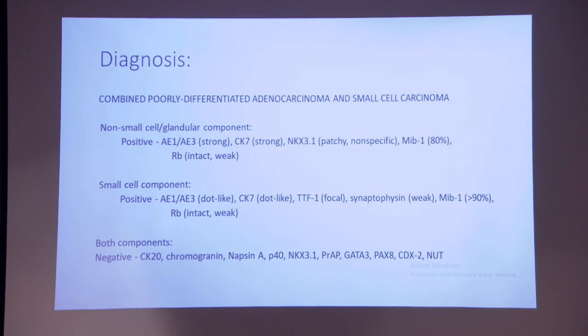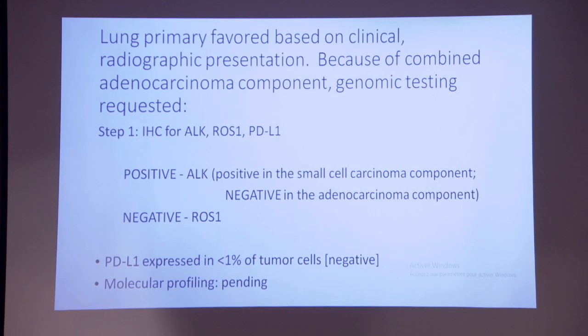And now, based on this, combined adenocarcinoma, small cell carcinoma, the oncologist said, you say he has a component of adenocarcinoma. Is this a de novo EGFR mutated tumor? Let's make sure we get molecular profiling in this case. So we started by doing our immunohistochemistry for our predictive biomarkers, ALK, ROS1, and PDL1, and got this surprising result.